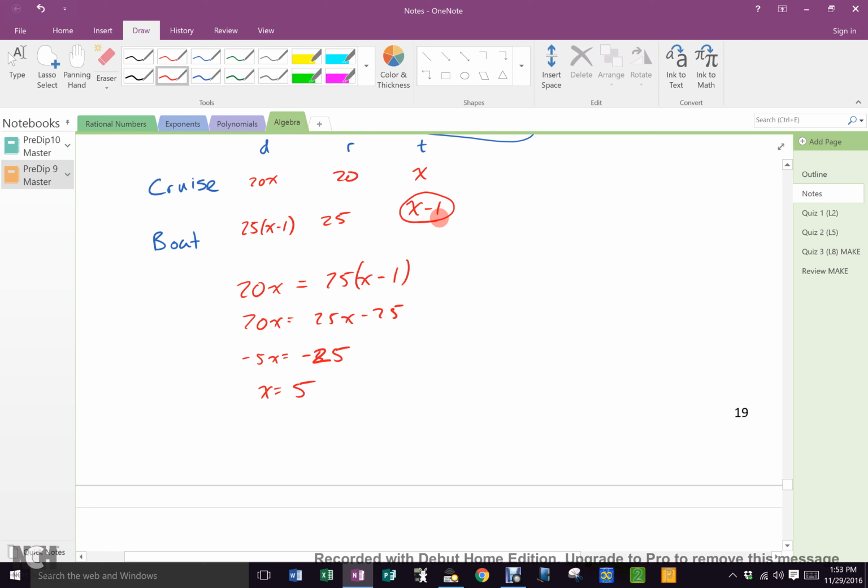So you're counting from the cruise ship's perspective, right? So I'm on the cruise ship. I'm in my deck chair. La, la, la. Oh, I've been on this boat for 5 hours. Oh, good. There goes a boat.